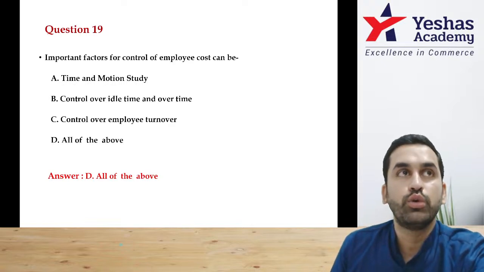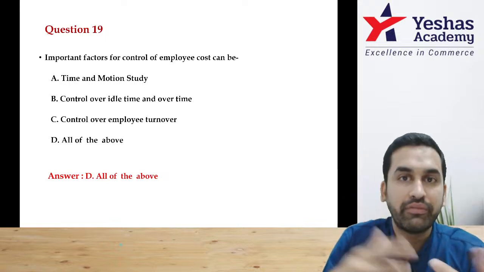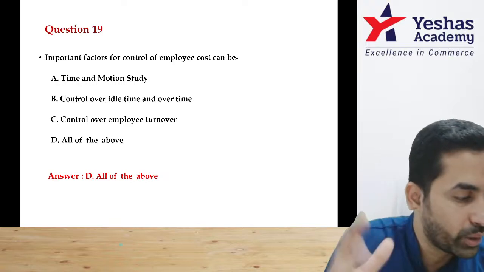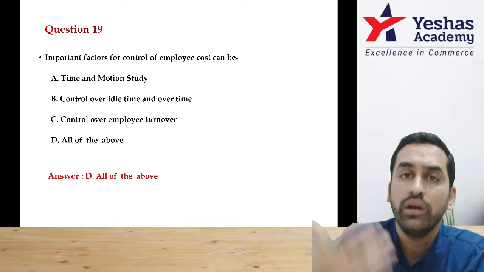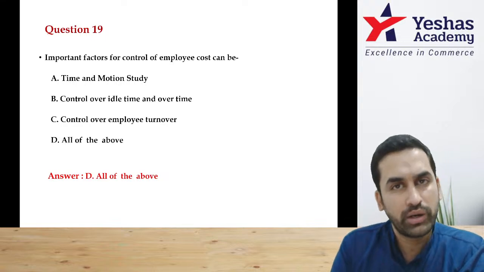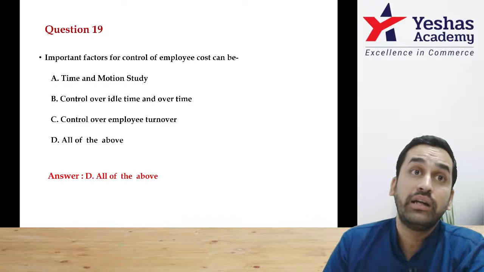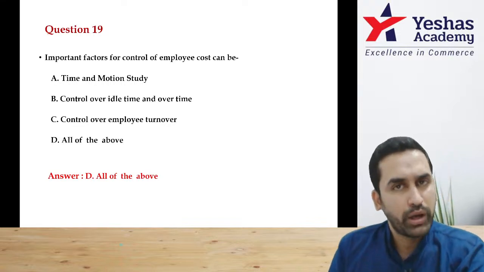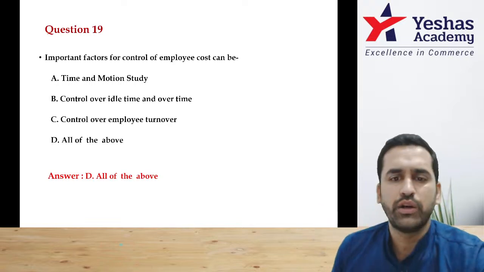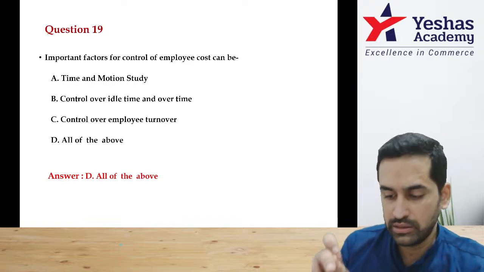Time and motion study, when you do, you'll get to know, are we wasting some time? Is there any non-value added step that we can skip? I told you engineering department does it. They'll find out, is there anything that we are doing which is not adding any value? Remove those non-value added steps. Control idle time and overtime. Yes, idle time is waste of time. Overtime, extra work and double payment. Control over employee turnover. Too many employees are joining and leaving the organization. It's definitely not good. It will increase your cost. All of the above is the answer.